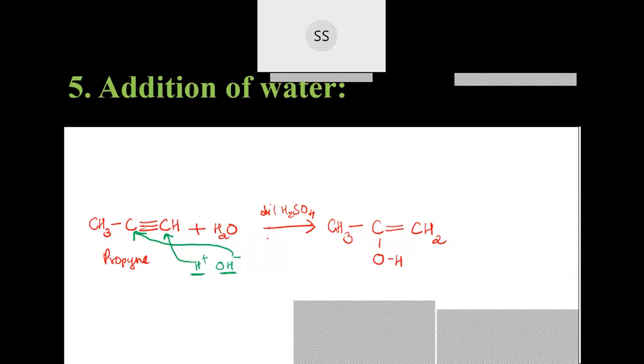So mercury sulfate is taken as a catalyst. I'm writing here HgSO4. HgSO4 stands for mercuric sulfate. So the conditions are these. Mercuric sulfate will serve as a catalyst to increase the rate of the reaction. If you don't add mercuric sulfate, the reaction is found to be very slow, and the product will not be formed easily. Now this is formed initially.